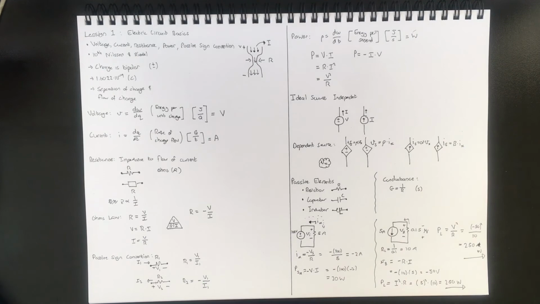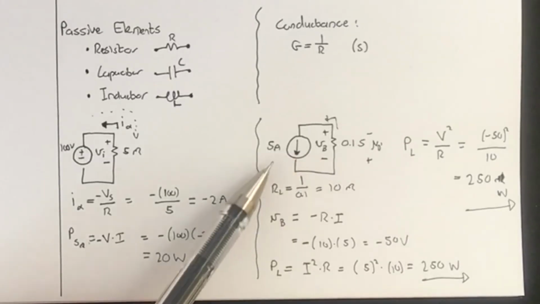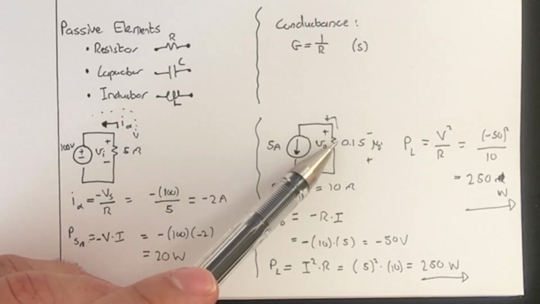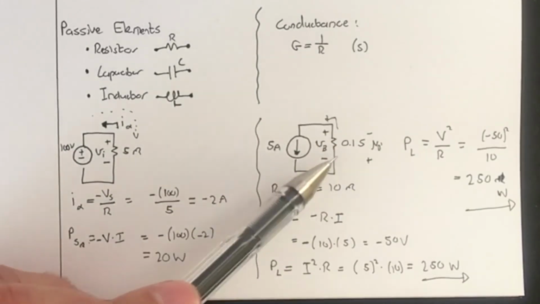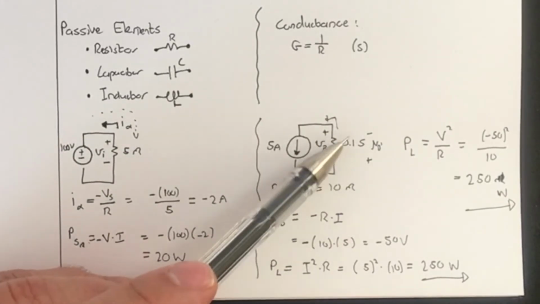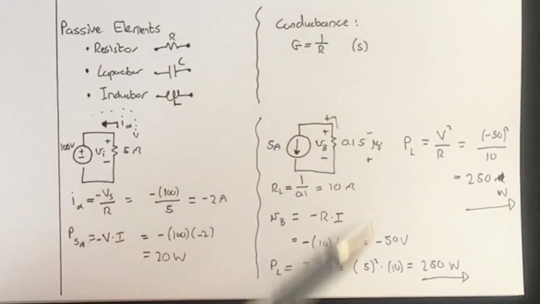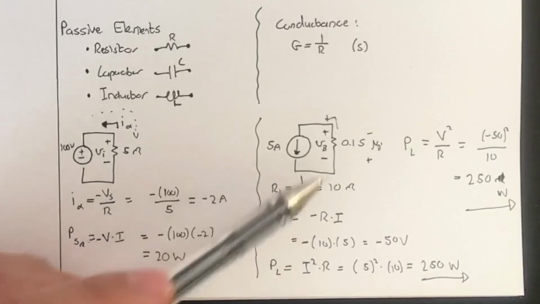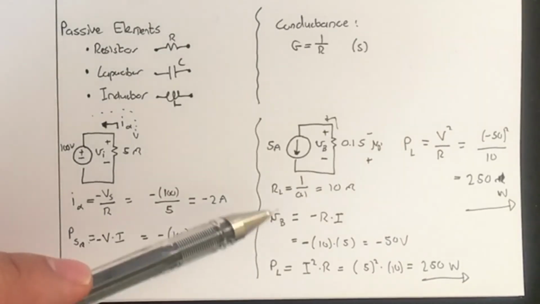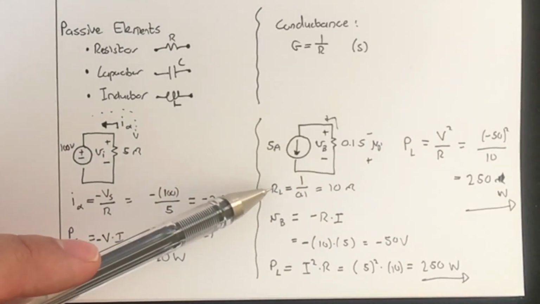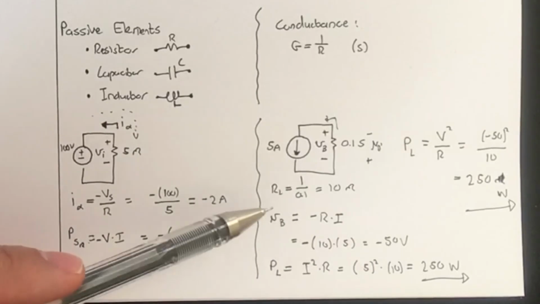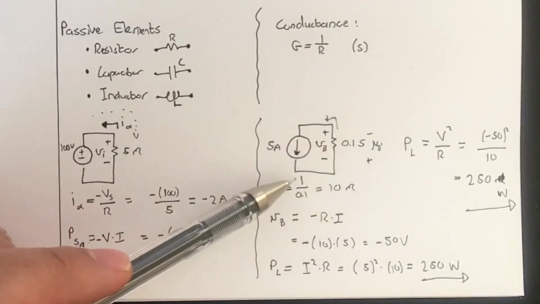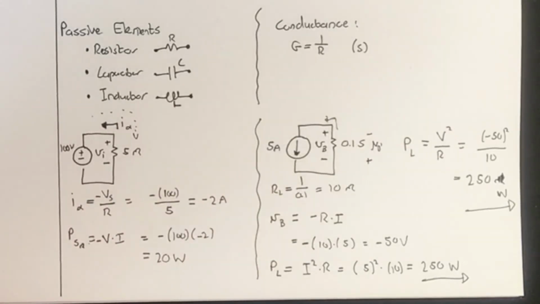Then we do one other example. Here we define a current source with a value of 5 amps. We define a resistor with a value of 0.1 Siemens, noting that this is the conductance and not the resistance. Then we define a voltage VB, positive terminal up here, negative terminal there. Let's first calculate the load resistance. So this is this 0.1 value. So we just do the reciprocal, we get 10 ohms.